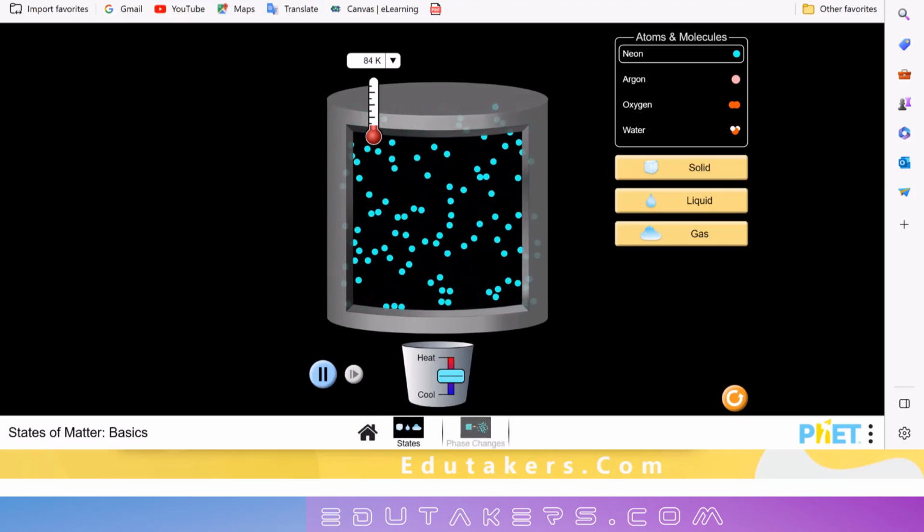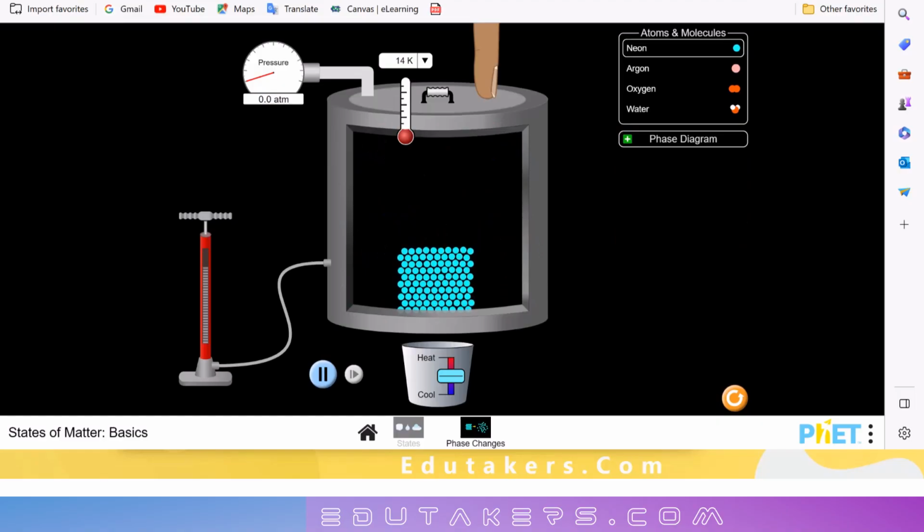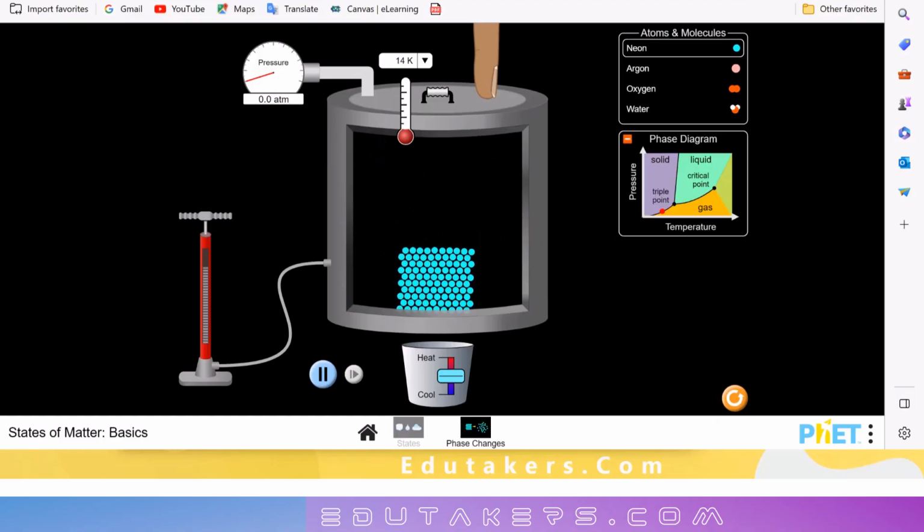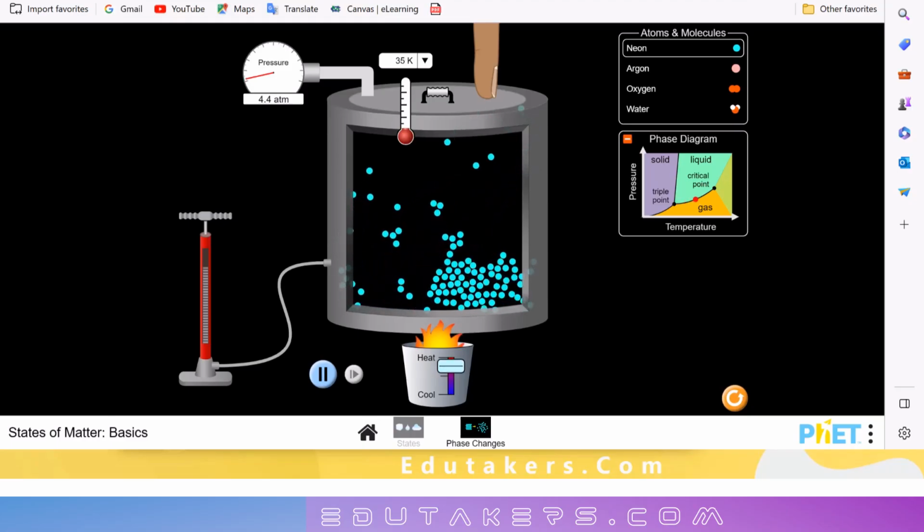So let's go to the phase change. What happens here? First of all, you have to increase the temperature here. Then what will happen? The spacing between the particles increases and the solid changes into the liquid initially. By further heating the system, the liquid changes into the gas when the particles start randomly moving.